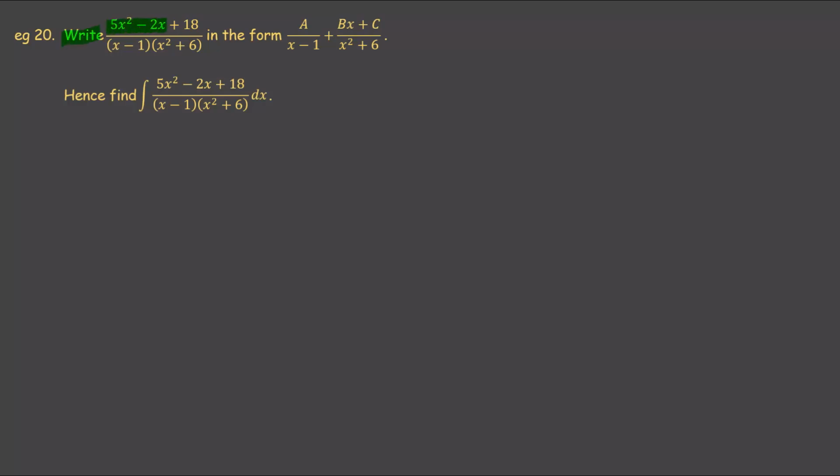Write (5x² − 2x + 18) / ((x − 1)(x² + 6)) in the form a/(x − 1) + (bx + c)/(x² + 6). Hence find the integral of (5x² − 2x + 18) / ((x − 1)(x² + 6)) dx.